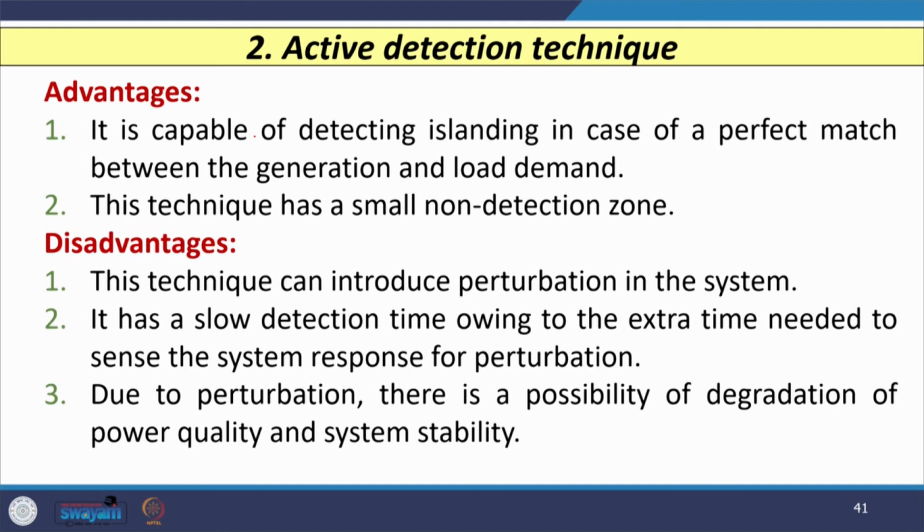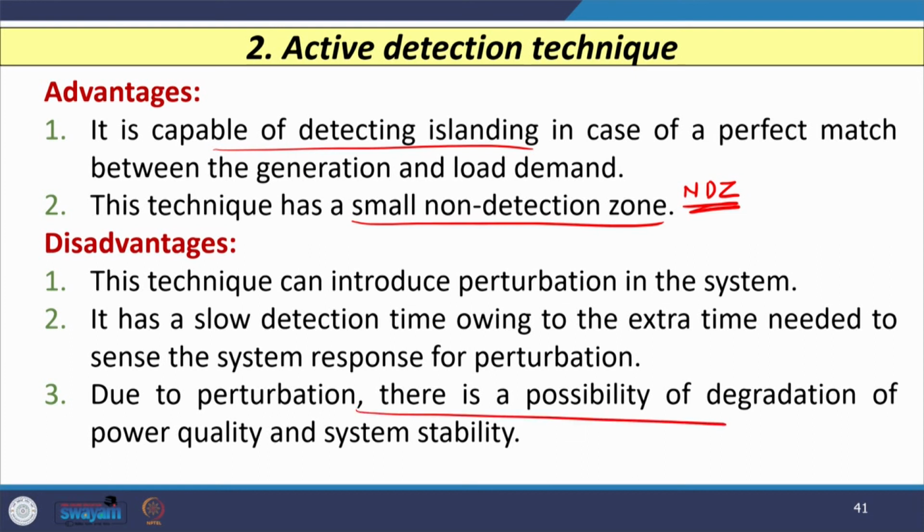Let us see what the advantages and disadvantages of the active detection technique are. The active detection technique is capable of detecting islanding in case of perfect power balance situation, when there is a perfect match between the generation and the load demand. This technique has a small non-detection zone. However, it may introduce perturbation in the system. It has a slow detection time owing to the extra time needed to sense the system response to perturbation, and due to this perturbation there is also a possibility of degradation of power quality and system stability. So, these are the limitations of the active detection technique.